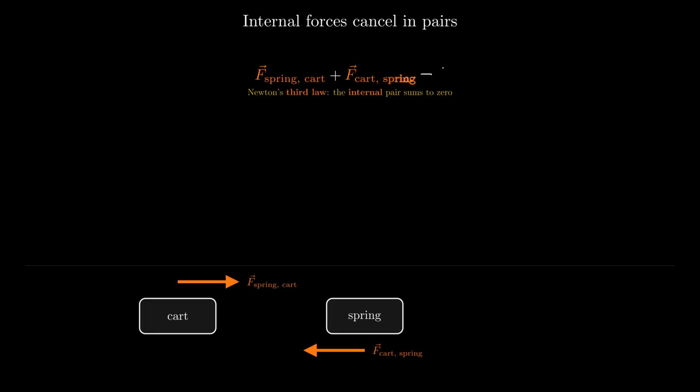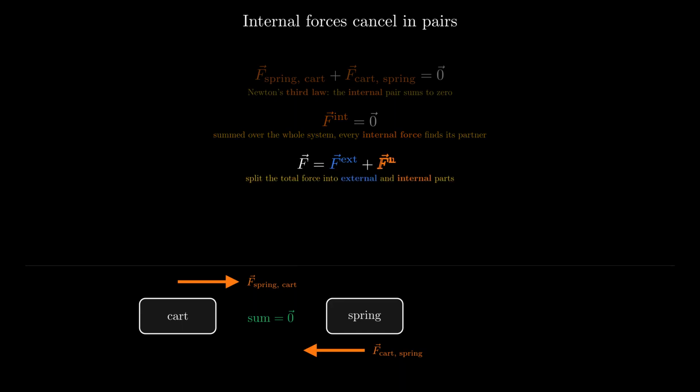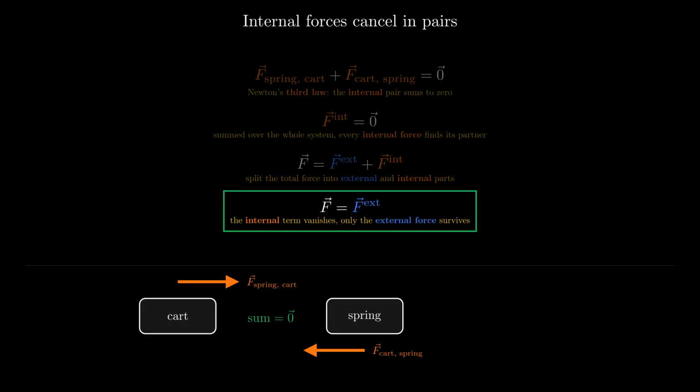Add the internal forces up. The force of the spring on the cart plus the force of the cart on the spring is the zero vector. That is the whole content of Newton's third law. Sum over the entire system, and every internal force finds its partner, so the total internal force is zero. Write the total force on the system as the external force plus the internal force. The internal piece vanishes, and the total force equals the external force alone. The spring force has not disappeared, it has simply stopped counting.